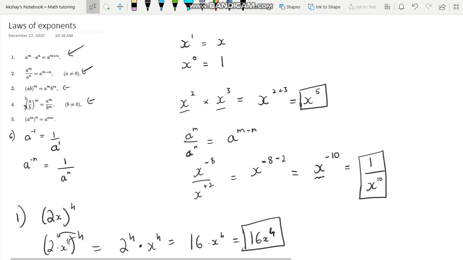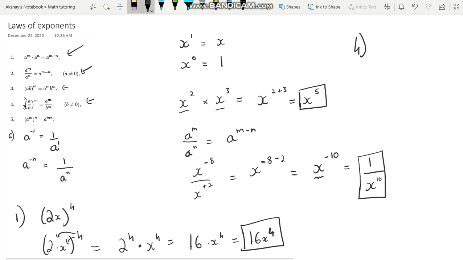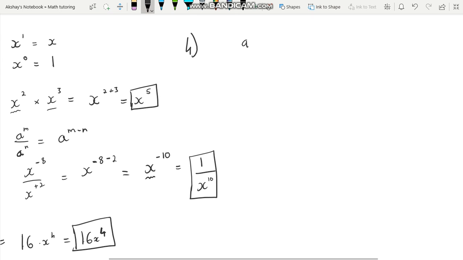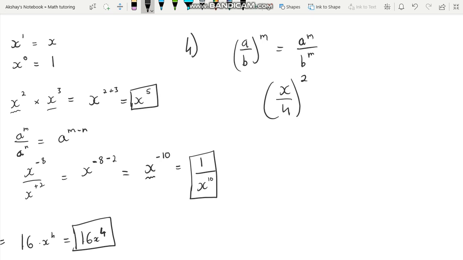Now, in this case, let me take an example here. So this is our fourth exponent law: a divided by b to the power m is equal to a to the power m divided by b to the power m. To put this into perspective, we're given an example of x divided by 4, all to the power 2. Now what we would do here is apply our exponent to both our numerator and our denominator. Hence we have x to the power 2 divided by 4 to the power 2. If we expand this, we get x squared divided by 16. There we go. When we have a fraction raised to an exponent, we have to apply that exponent to both our numerator, in this case a, and our denominator b.